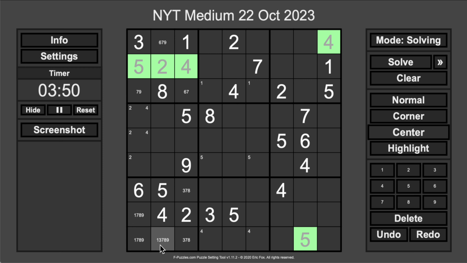Let's see. I've got 2, 4, 5, 8 in row 3. I need 1, 3, 6, 7, 9. This can't be 3 or 7. So this one's 1, 6, or 9. This one can't be 7. It's 1, 3, 7, or 9. This one can't be 6 or 7, or 1. So this is 3 or 9, explicitly. Oh, I had 1 on one of those two.